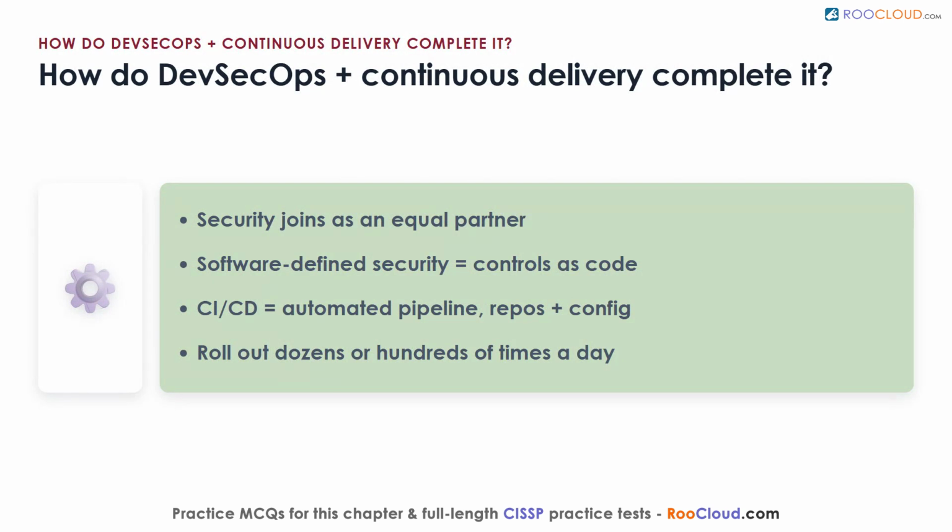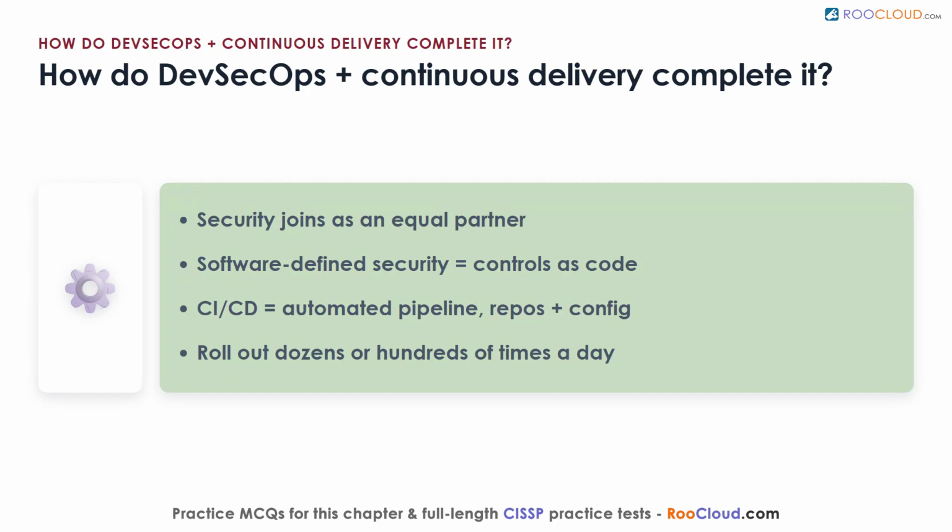When code moves fast, security has to move just as fast. So many teams prefer the term DevSecOps to signal that security joins development and operations as an equal partner. This approach supports software-defined security, where controls are managed by code and drop straight into the pipeline.